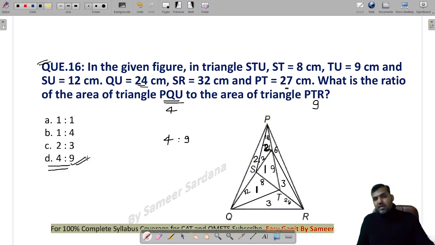This is a very important property that we have just discussed, guys. Keep this property in mind whenever you are solving questions on area of triangle, and if the vertex is same, the area of triangle ratio will be same as base ratio. Very, very important property, guys. 4:9 would be the correct answer to the question.